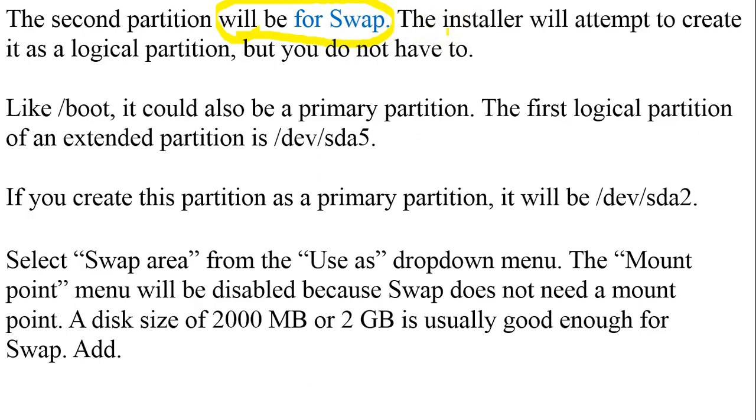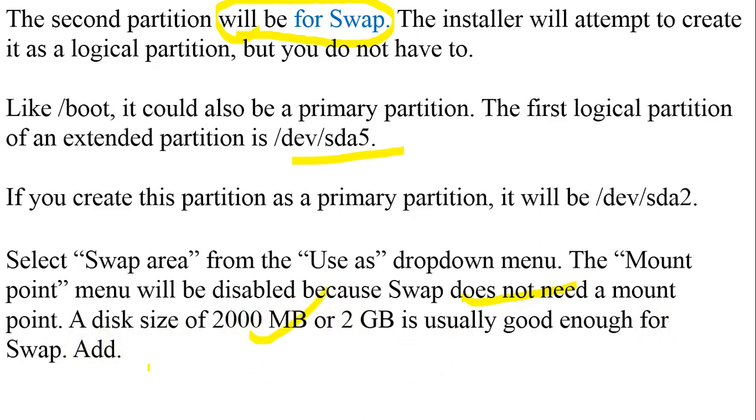The installer will attempt to create it as a logical partition, but you do not have to. Like boot, it could also be a primary partition. The first logical partition of an extended partition is /dev/sda5. You can create this partition as a primary, but it will be /dev/sda2. And select swap area from the use as drop down. The mount point: swap does not need any mount point, and a disk size of 2 GB is usually good enough for swap.